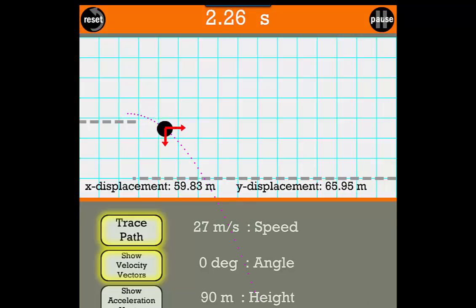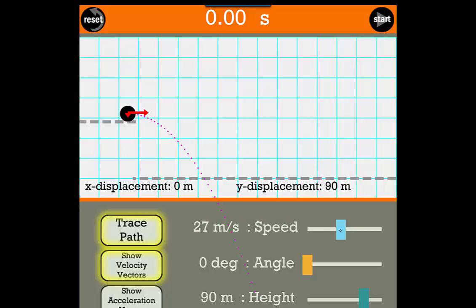It still follows a parabolic path. However, its path is significantly less than what it was before. It still takes the same amount of time to fall because it still has the same y distance that it needs to fall of 90 meters. But the x displacement is significantly less because it's not being shot out at a fast enough speed.